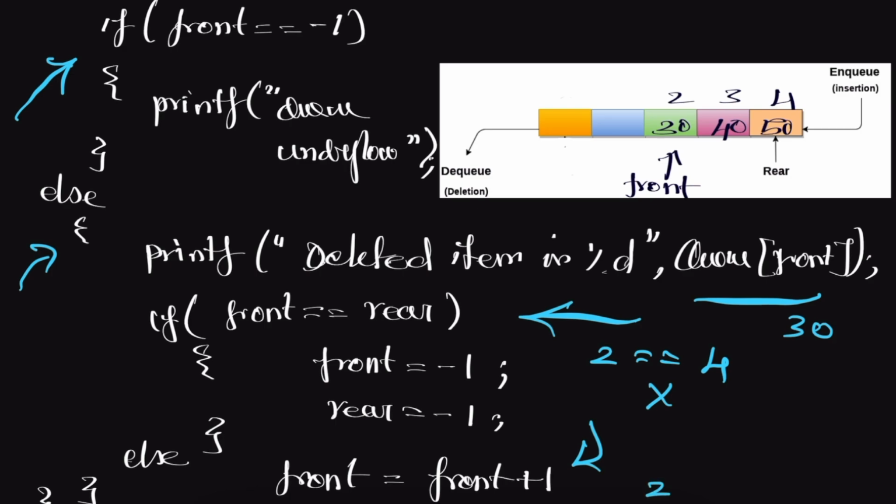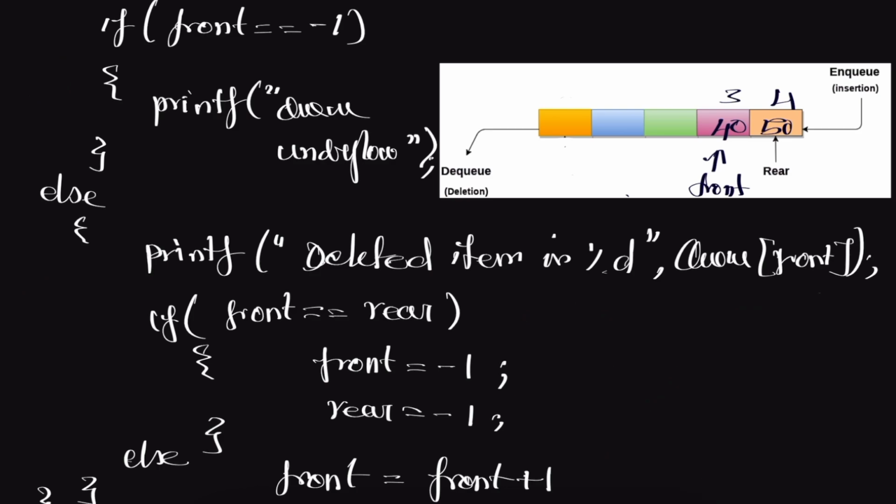So 2 plus 1 is 3. So now the third index is going to be assigned with the help of front. And now in the memory space, the front position will be moved to the next position. And now this element will be removed, as well as the index position, from the memory. So now I am going to do the deletion operation once again. First, whenever we do the deletion operation, you have to check the condition if front is equal to -1.